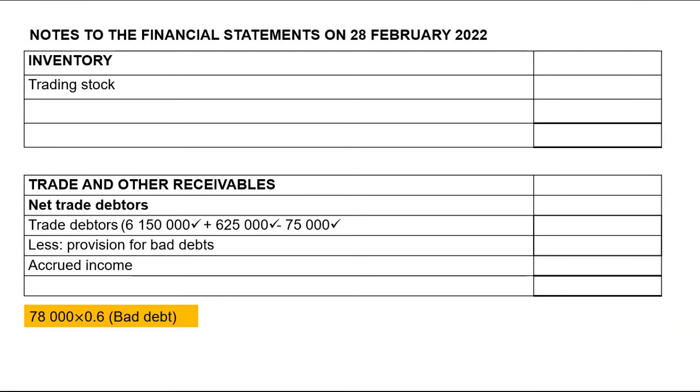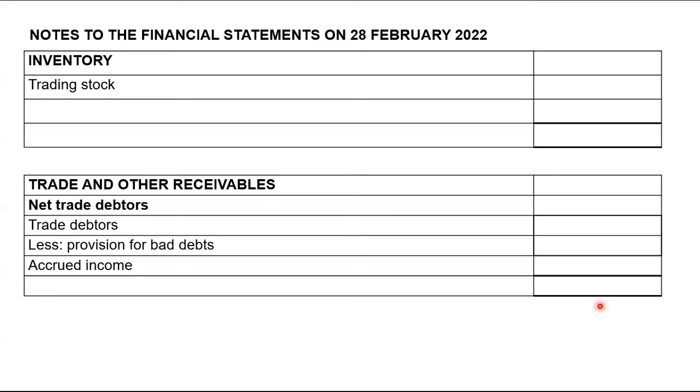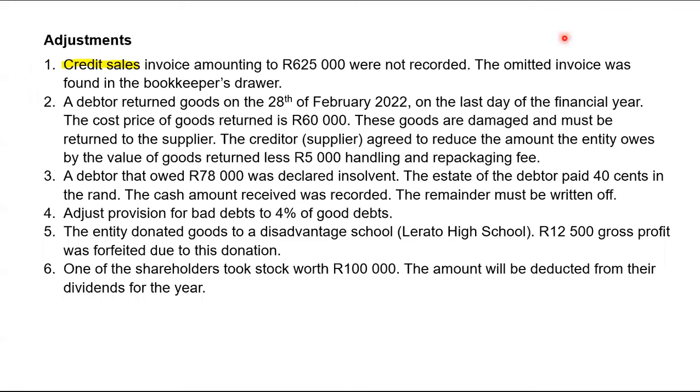I'm going to go back now and finish reading what I was given because I'm not done with the transaction. I just stopped where they said these goods were returned by customers. So I did what I needed to do. Now I'm going to go back to the question and finish reading the adjustment.